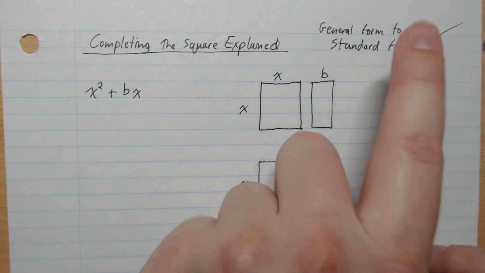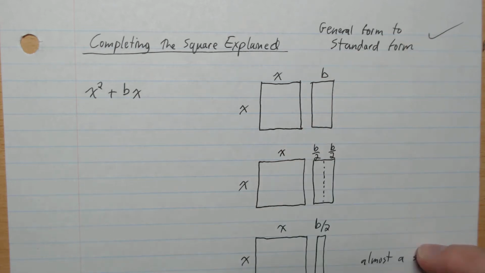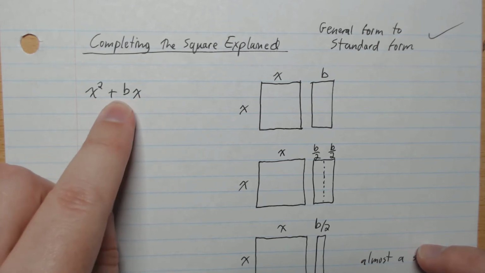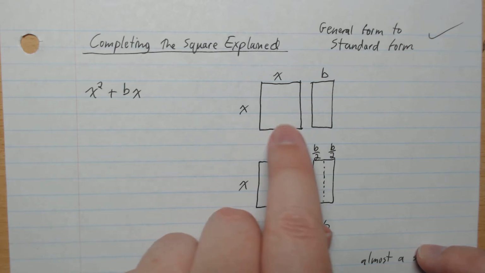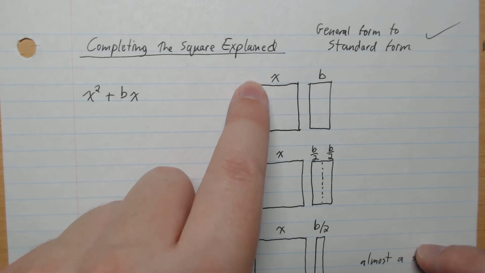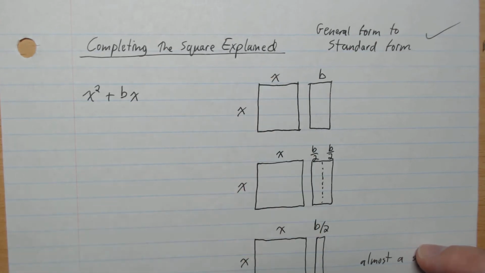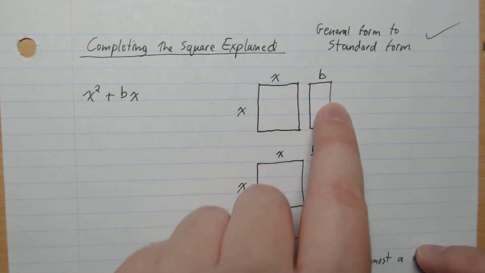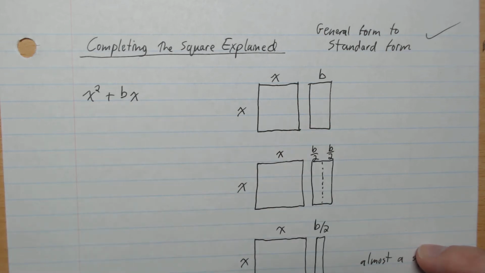If you've completed the previous video, general form to standard form, where we completed the square, today's lesson will be a lot easier for you. So we'll start out with our polynomial x squared plus bx, and we'll use algebraic tiles here to visually represent this polynomial. So we see how we have x times x, so this is x squared, and then we have b times x, which gives our bx like that.